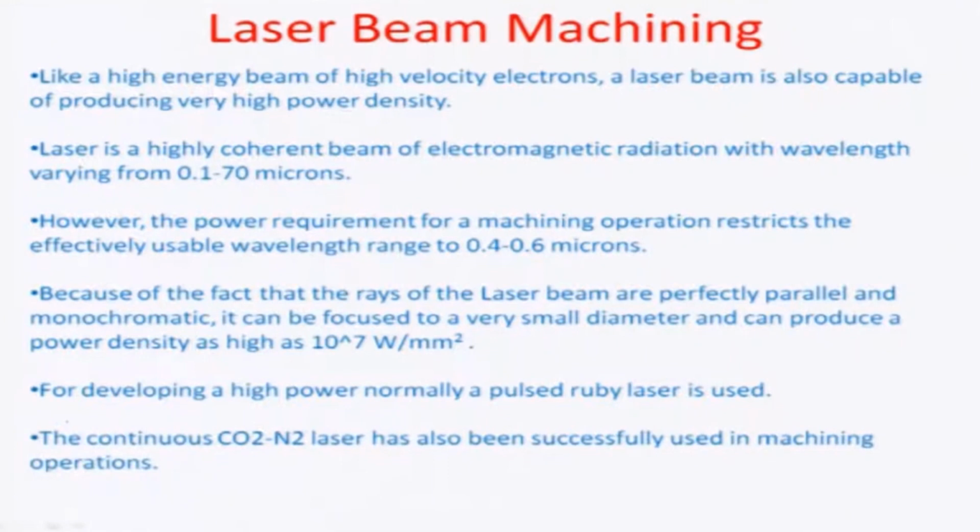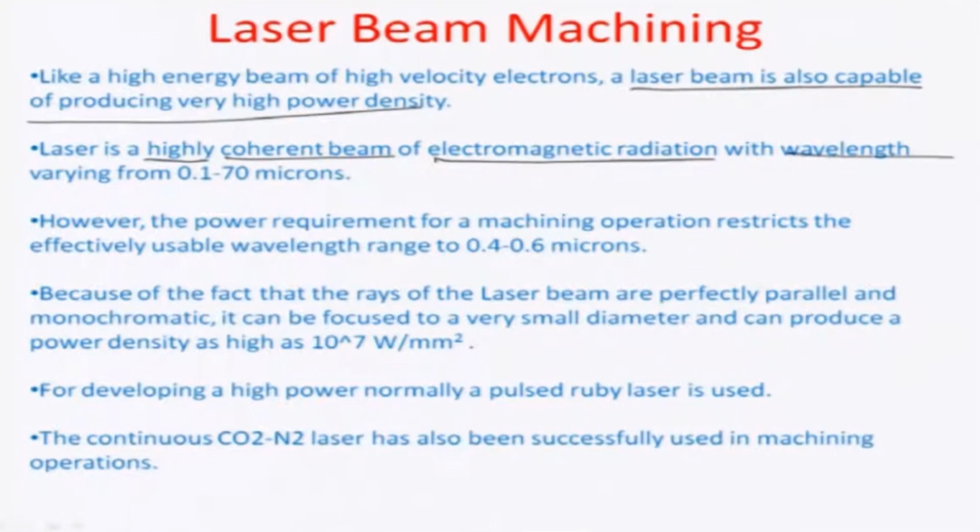Just like a high energy beam of high velocity electrons, the laser beam is also capable of producing a very high power density locally on a surface. It is a highly coherent beam, as most of us know laser to be. It is electromagnetic radiation, and it has a wavelength which varies from about 0.1 to 70 microns. So this is really the range of wavelengths that can be achieved. As high as 70 microns wavelength can be achieved by a lasing source, and as low as about 0.1 micron, about 100 nanometers, can also be achieved.